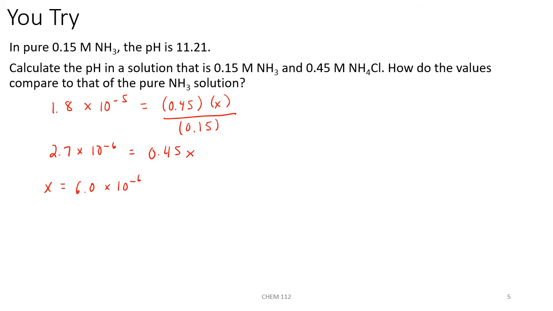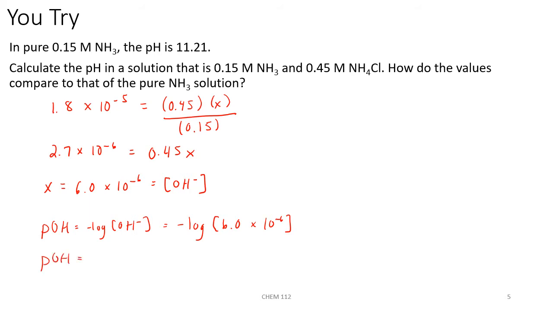And that value is equal to our hydroxide ion concentration. So that's our OH minus. To get the pH, first we should calculate the pOH by taking the negative log of our hydroxide ion concentration. So we'll have a negative log of 6.0 times 10 to the negative sixth, and that gives us a pOH equal to about 5.22.